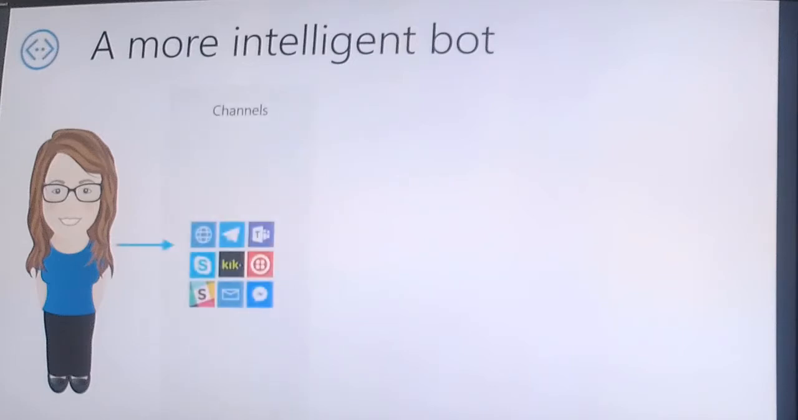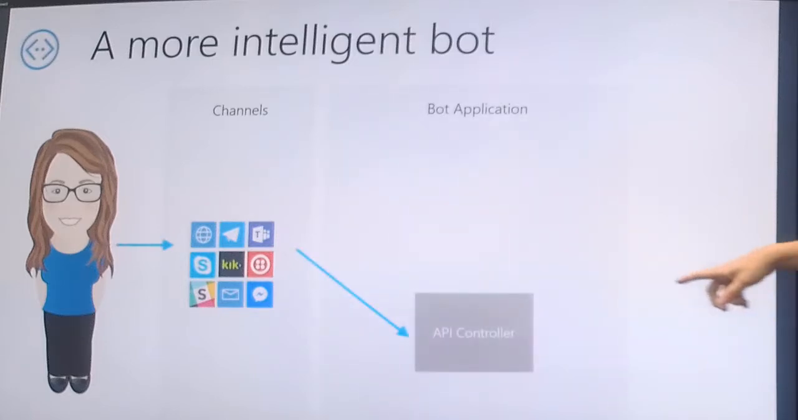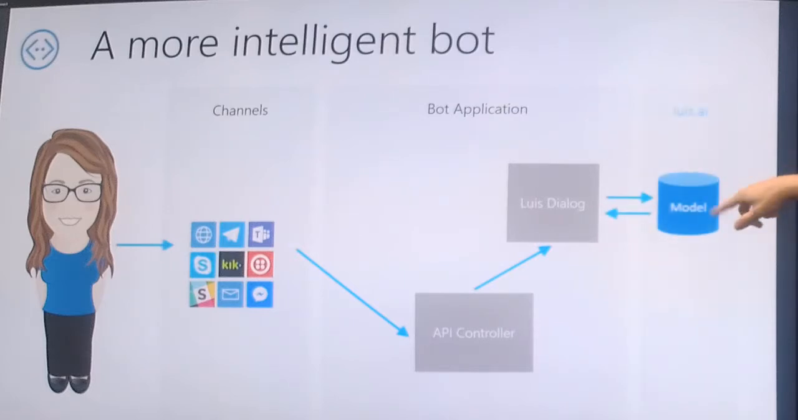So your user's going to say something through one of these channels. You guys are all familiar with channels now. That gets routed to your API controller down here. And then maybe you've got a LUIS dialogue, and that LUIS dialogue is bound to this LUIS model over here, and it basically sends the utterance and receives intent and entities back. And maybe you've got some business logic off the back of that as well.